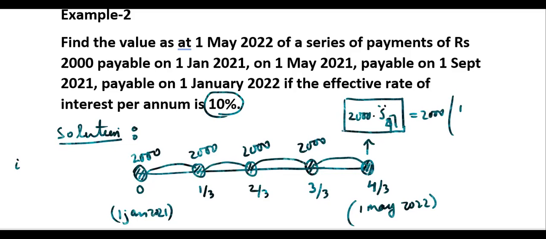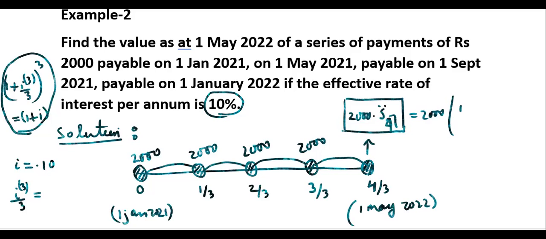Okay. So I is given, 0.10. You find I3 divided by 3 using the formula (1 plus I3 divided by 3) power 3 is equal to 1 plus I. Use this formula and then find I3 by 3 from I. Once you know I3 by 3, that will be your big I.